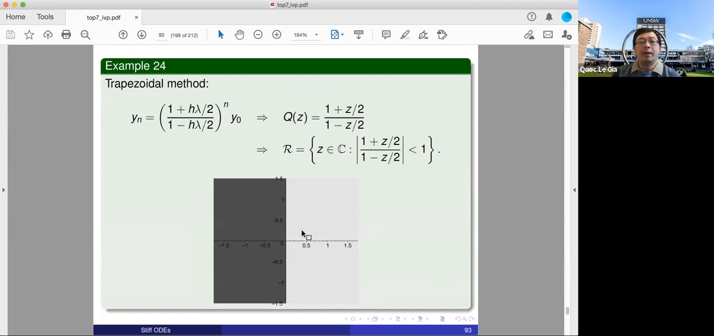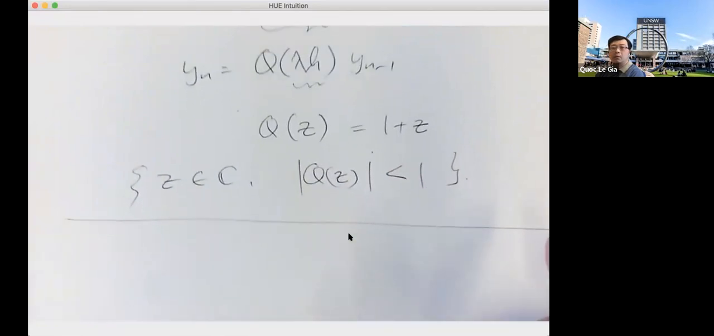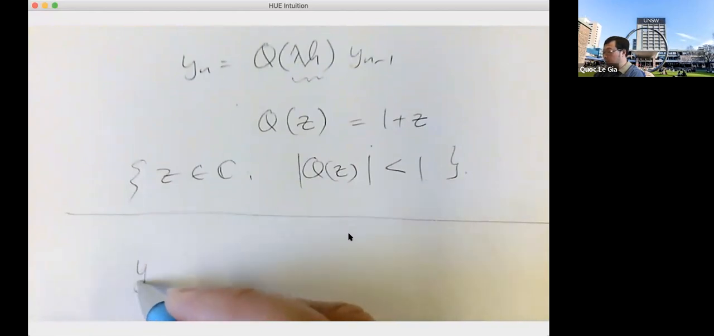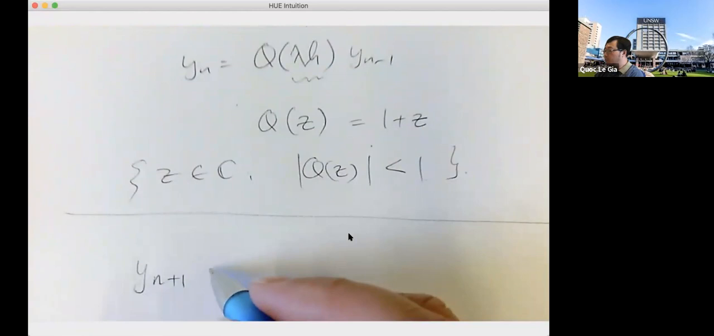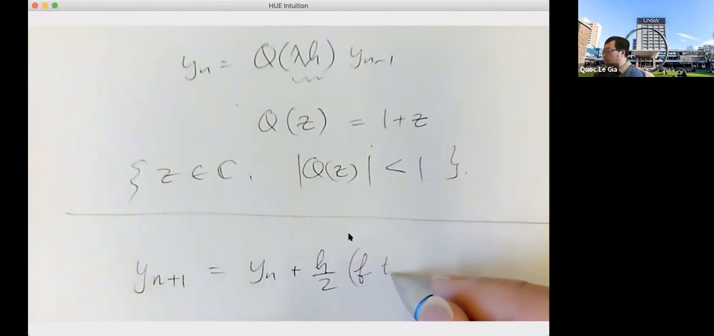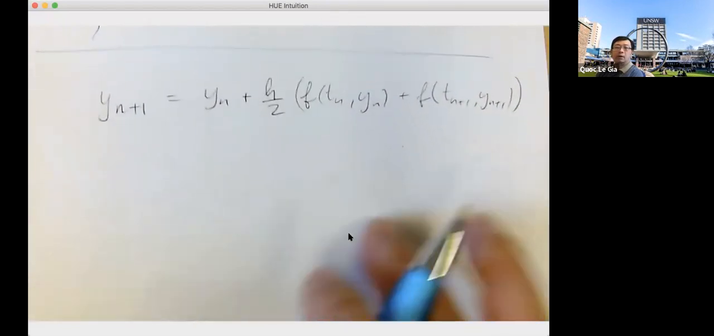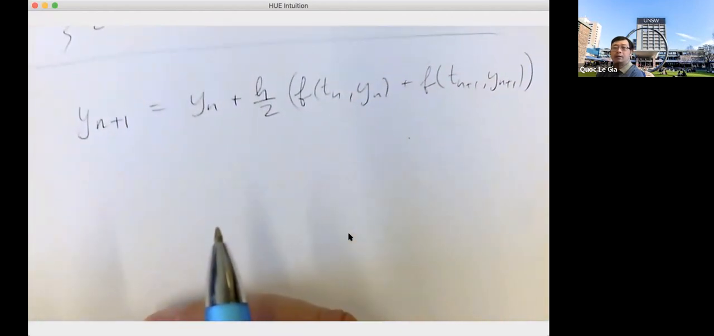So how about the implicit Euler method? The other name here is the trapezoidal method. For the trapezoidal method, yn plus 1 is yn plus h times the trapezoidal rule, so f(tn, yn) plus f(tn plus 1, yn plus 1), over 2. Remember, this is the area under the trapezium that has tn and tn plus 1 in the base.